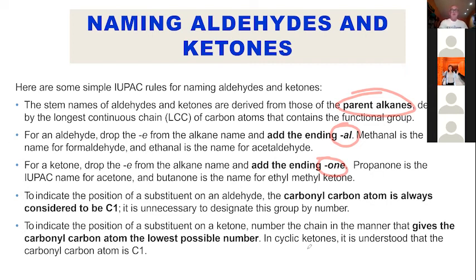So to indicate it, number it in the manner that gives the carbonyl carbon the lowest possible number. Now remember, if it's a cyclic molecule, you just automatically assume whichever carbon has the carbonyl group, the double bonded oxygen, is carbon 1. So let's look at some examples.